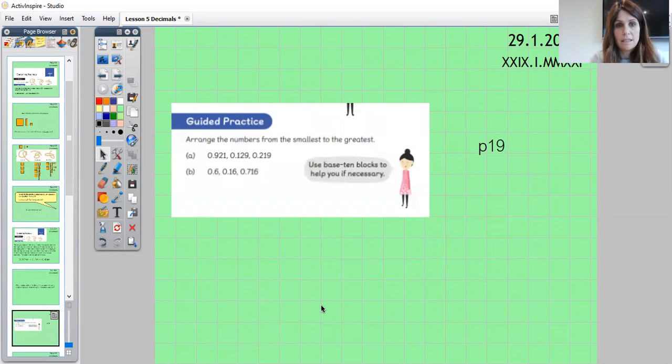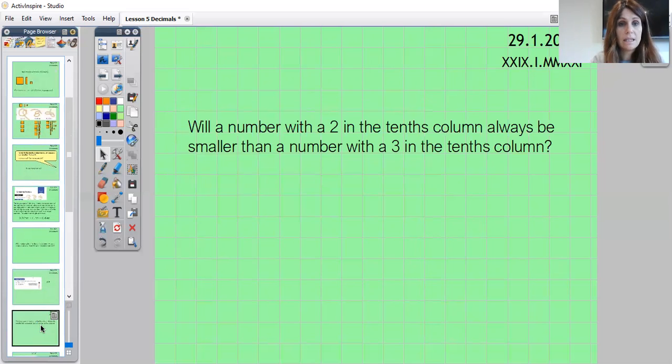Right, your guided practice today is really tiny. You've just got 2 questions to answer, and I think you're all going to blow me away by getting that done straight away. On page 19, you've got those 2 sets of numbers that you've got to order from smallest to greatest. I wonder if you can tell me whether that's ascending or descending order. Smallest to greatest, it's getting higher, it's going up, so it's ascending order. Okay, so you're placing them, positioning them, arranging them in ascending order. That's all you've got for guided practice.